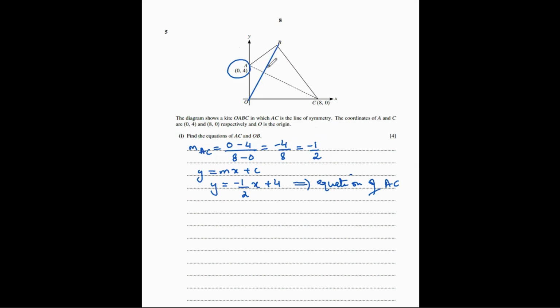Now for the equation of OB, if we connect the line O and B, and if you're familiar with the shape of a kite, your line of symmetry is AC and OB is going to be at right angles with AC, which means the gradient of OB is going to be positive 2. So y is going to equal 2x. Why 2x? Because the y-intercept is (0, 0), the origin. So m is 2, so y equals 2x. That is your equation of OB. For these types of questions, you need to be familiar with the properties of different types of shapes that you can get.